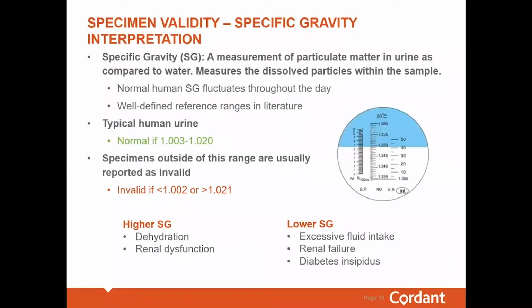Next is specific gravity. Specific gravity is a measurement of particulate matter in urine as compared to water, and it measures the dissolved particles within the sample. This again is going to be your salts, metabolites, mucous membranes, etc., found in urine and not found in water. Specific gravity is compared to a value of 1, which is that of water. An increase in urine concentration will result in higher specific gravity, and a decrease in concentration would result in lower.